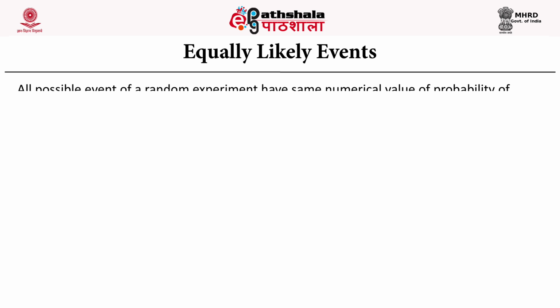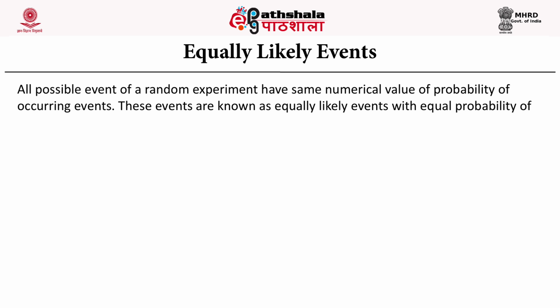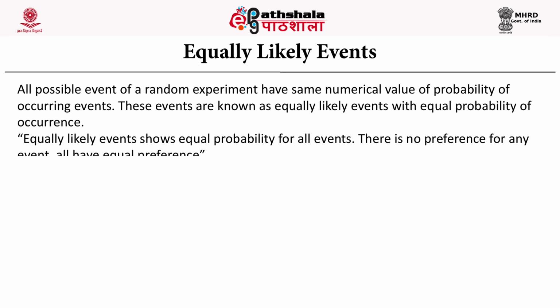Now the definition of equally likely events. All possible events of a random experiment that have the same numerical value or probability of occurring are known as equally likely events with equal probability of occurrence. Equally likely events show equal probability for all events. There is no preference for one event, all have the same preference.